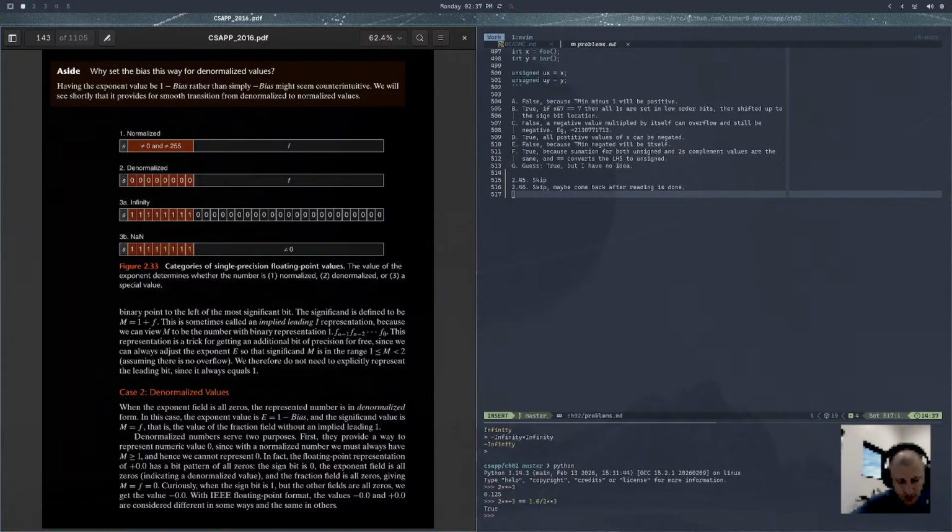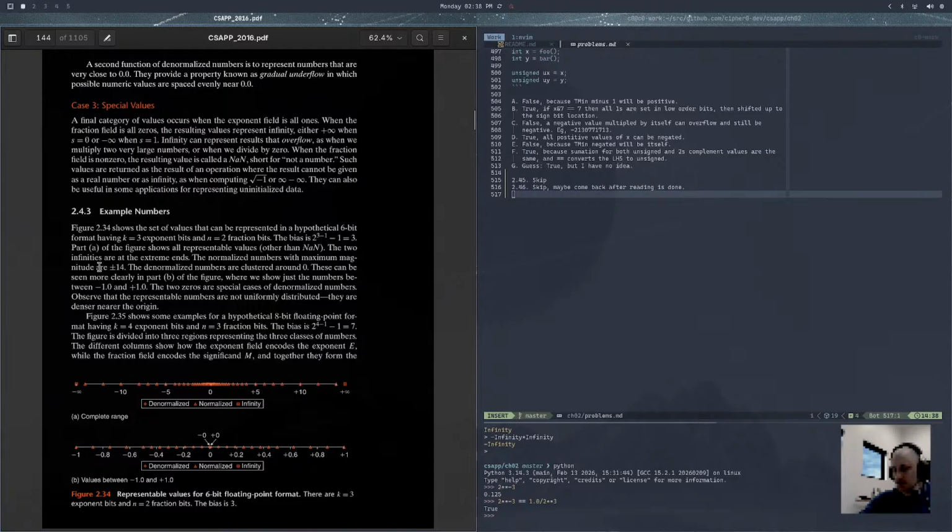First, they provide a way to represent the numerical value 0. Since with a normalized number we must always have M greater than or equal to 1, and hence we cannot represent 0. In fact, the floating point representation of positive 0 has a bit pattern of all zeros. The sign bit is 0, the exponent field is all zeros, indicating a denormalized value, and the fraction field is all zeros, giving M = f = 0. Curiously, when the sign bit is 1 but all of the other fields are 0, we get the value -0. With IEEE floating point format, the values -0 and +0 are considered different in some ways and the same in others.